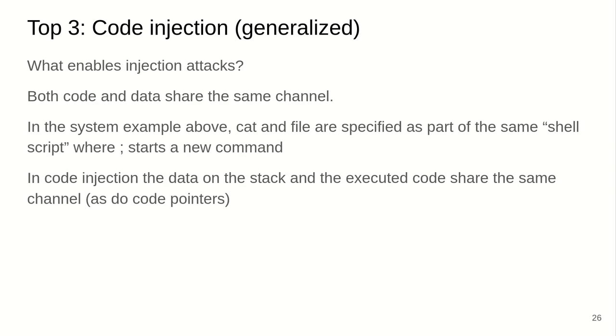So what enables these kinds of injection attacks in general? Both the code and the data share the same channel. They're sent through the same channel, and the data and the code are being intermixed. In the system example above, cat and file are specified as part of the same shell script, where the semicolon could be used to start a new command. In code injection, the data on the stack and the executed code share the same channel as the code pointers. So this is the similarity between application security and web security here.